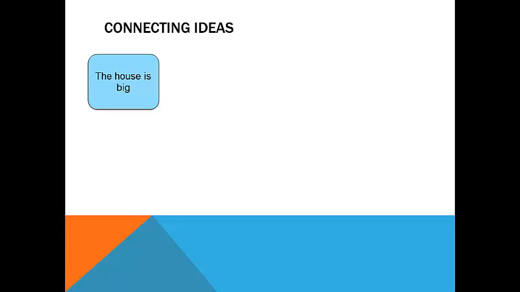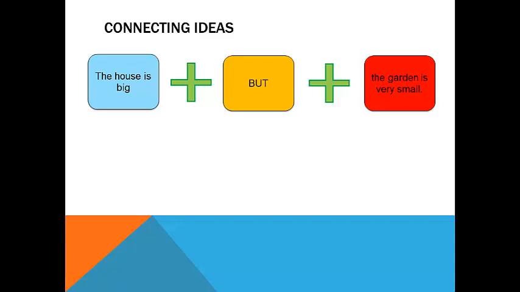Let's continue with this. When we talk about ideas, connecting ideas, we are going to see more examples. For instance, there we have, the house is big, but the garden is very small. En este ejemplo utilizamos el conector but para hacer contraste. ¿Por qué estamos realizando un contraste? Porque estamos expresando de que the house is big, la casa es grande, pero but the garden is very small. El jardín es muy pequeño.